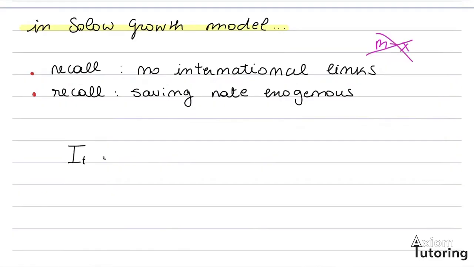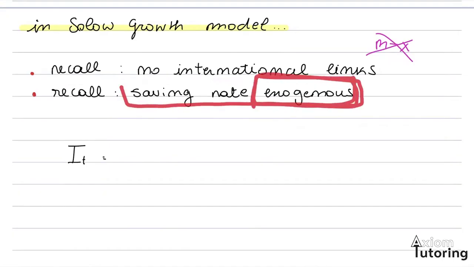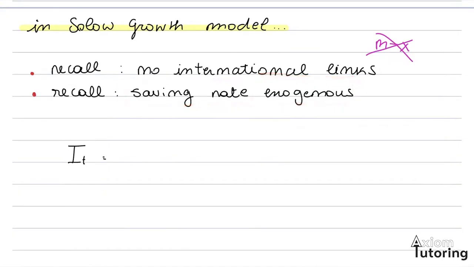And at the same time, we have the saving rate defined as exogenous. So it's not determined within the model, but outside the model. Hence, our investment equation, so how our investment is going to be determined, is going to be equal to savings only, since the imports minus exports part disappears.